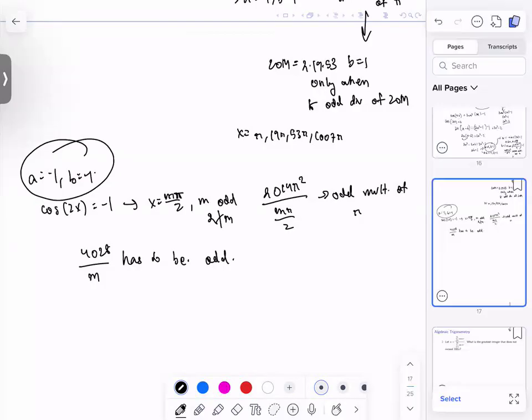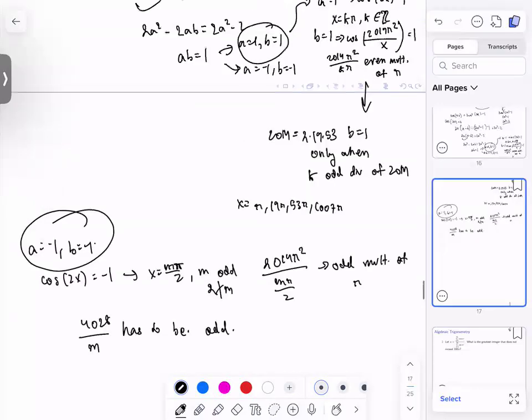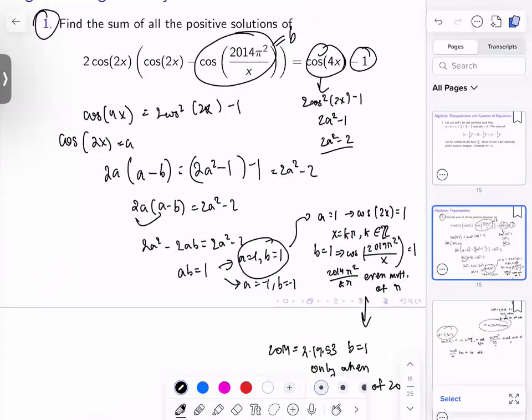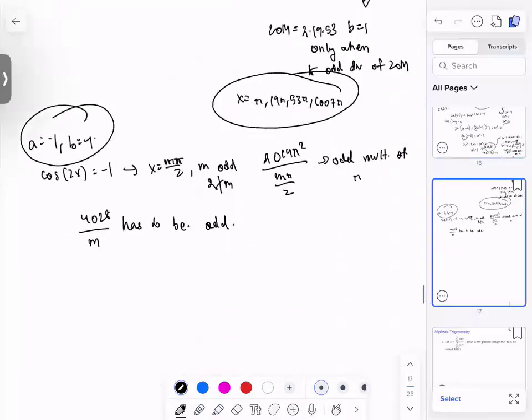And so the sum of all the possible values for x is just all the possible values of x that we got in our first case when a is equal to 1 and b is equal to 1. And so when we sum these, we get pi plus 19 pi plus 53 pi plus 1007 pi, which is 1080 pi. And so that's our final answer.